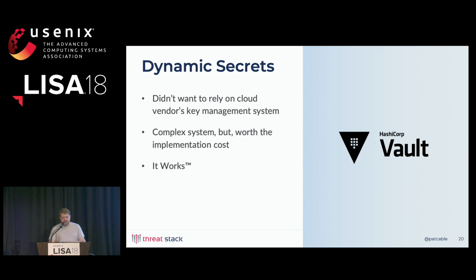Right? So we had to start thinking about how we wanted to do dynamic secrets. One of the things that made it really easy for us to bring something like Vault into our infrastructure was that we wanted to get away from people having their own long-lived static AWS credentials on the jump host.